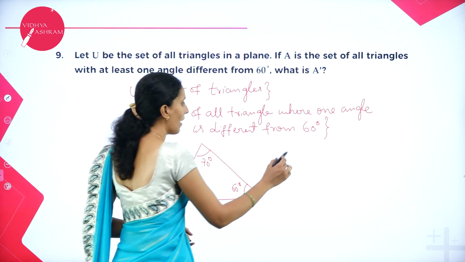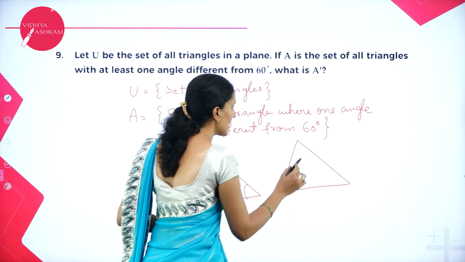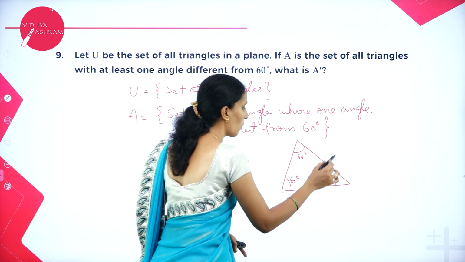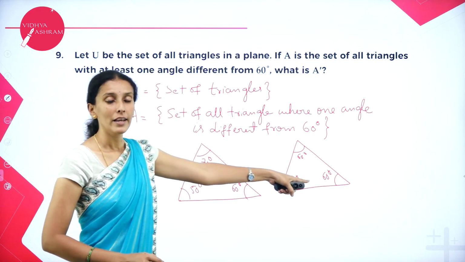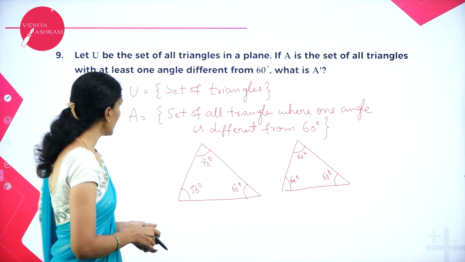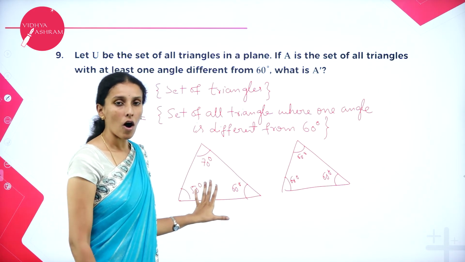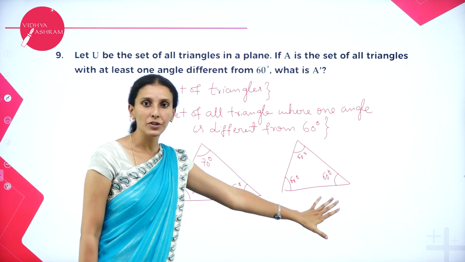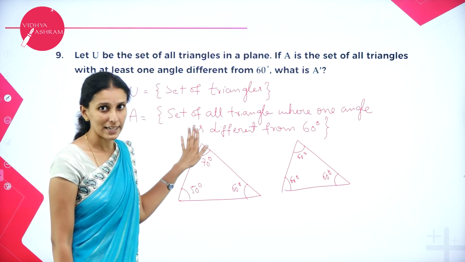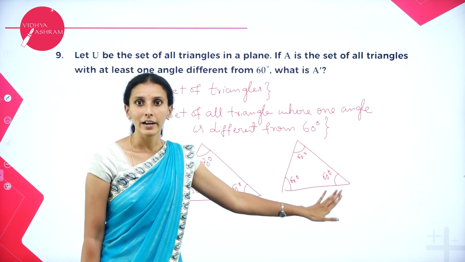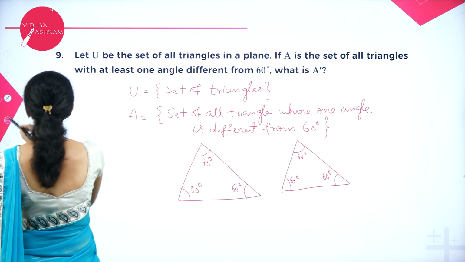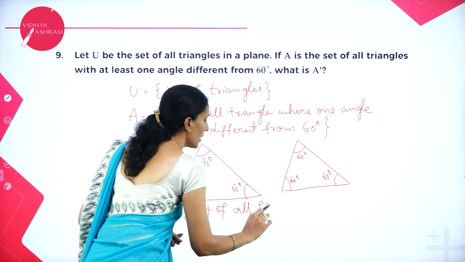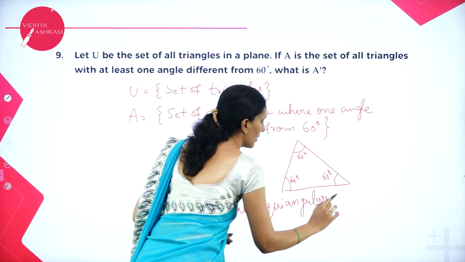But if you have two angles as 60, what is the remaining angle? This is also 60. What type of triangle is this? They are all equiangular triangles. So here set A contains all non-equiangular triangles. Therefore your A dash, the complement of this set, will be equiangular triangles. So A dash is the set of all equiangular triangles.